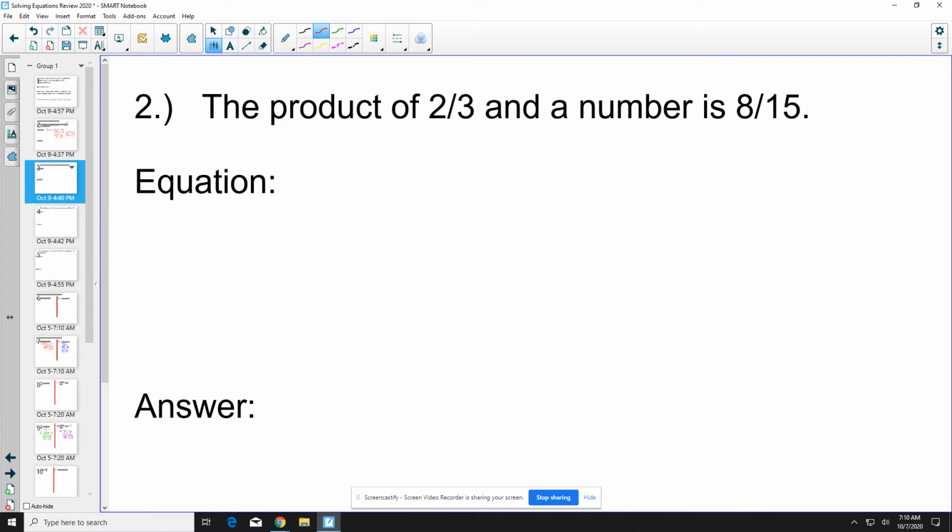All right, put a number 2. What I want you to do on number 2 is try to write the equation. So I want you to pause now and write the equation. When you get done, hit play and we'll check your equation.